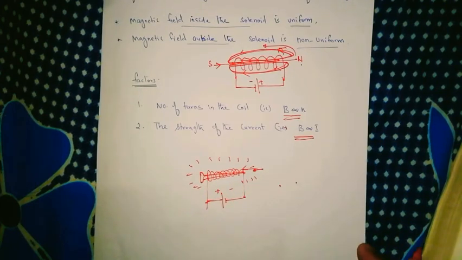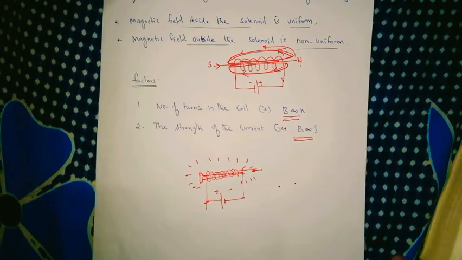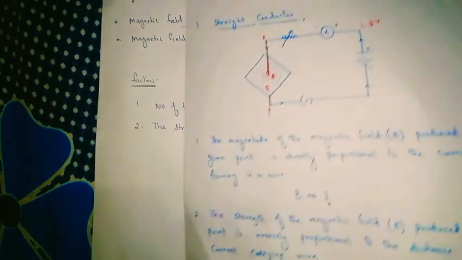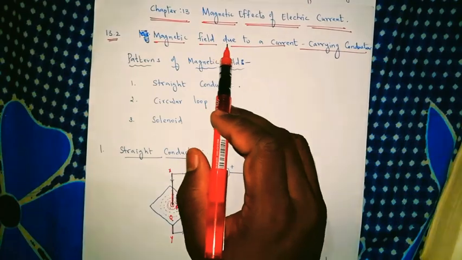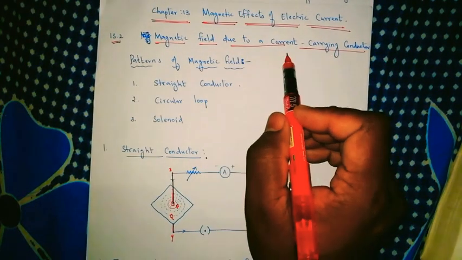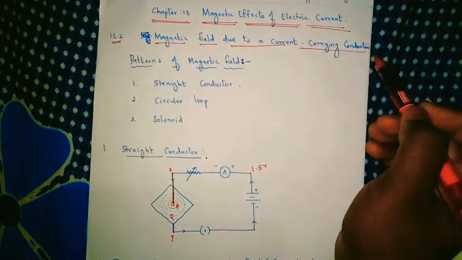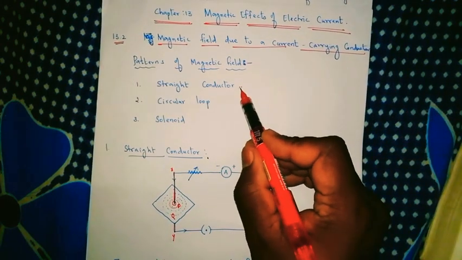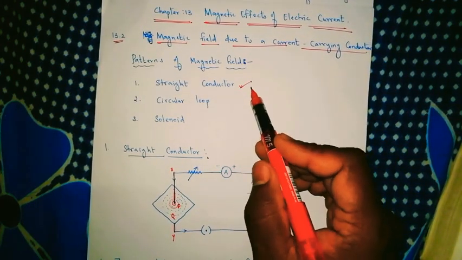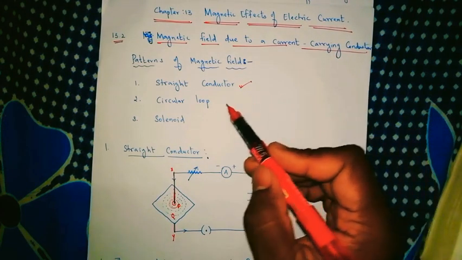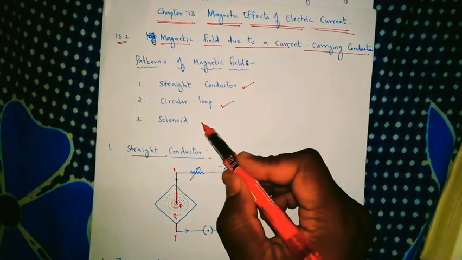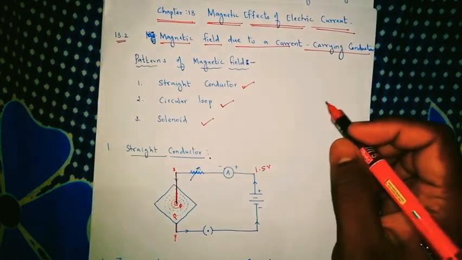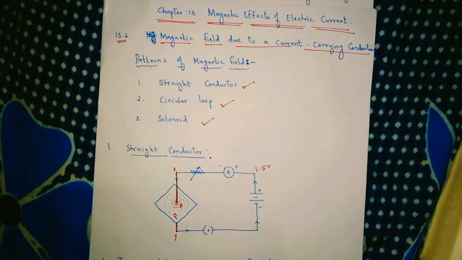Okay, students, so this is for today. What we learned today are the different patterns of magnetic fields formed by current carrying conductors of different kinds. If the current passes through a straight conductor, how the patterns are formed. If it passes through a circular loop conductor, how the different patterns are formed. In a solenoid, how the different kinds of patterns of magnetic fields are formed. These are the things we have learned today.